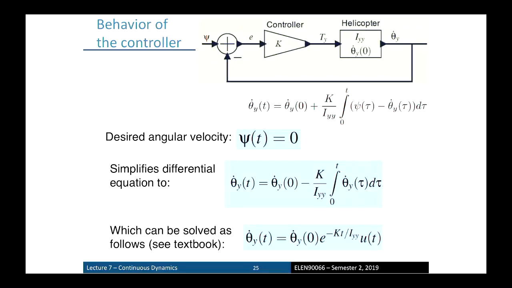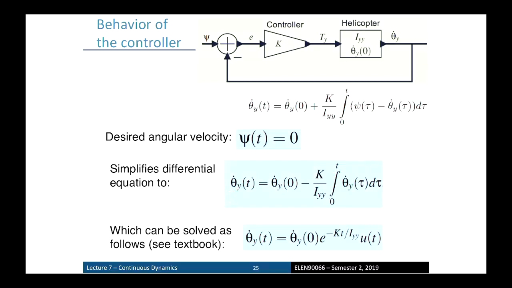Okay, so for instance, let's say you want the desired angular velocity to be 0. So you set that into the left-hand side of this system because you don't want the thing rotating. We want to set it equal to 0. And if you do that, things collapse in the integral, and the differential equation comes out like this, which looks simpler, but it's still messy because you still have the angular velocity in an integral and it's still on the left side as well.